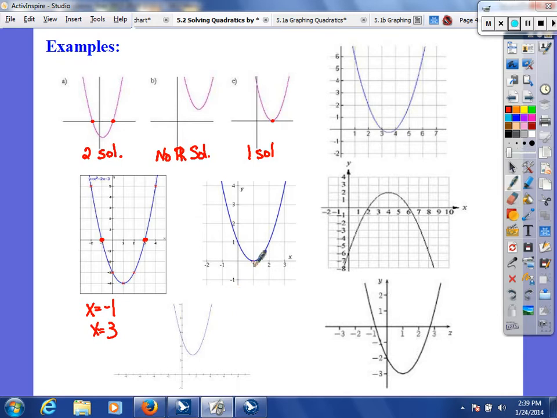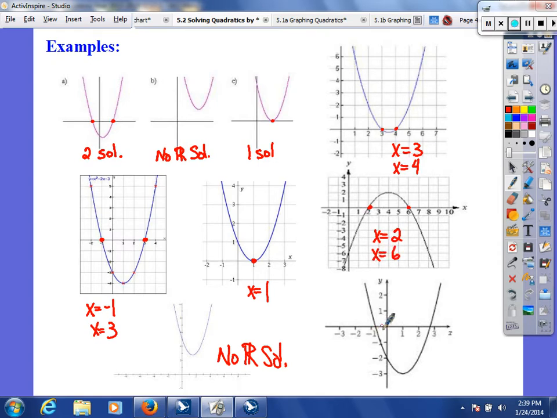The solution to this one, notice it's just one solution, x equals 1. This one down here, no real solution is what we have. It doesn't cross the x-axis at all. Take a look over here, 3 and 4. X equals 3 and x equals 4 are my 2 solutions. 2 and 6, x equals 2, x equals 6.